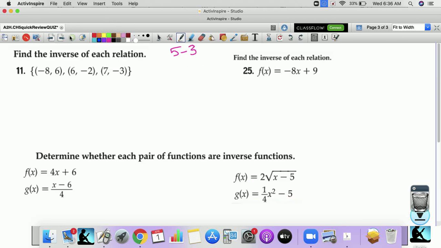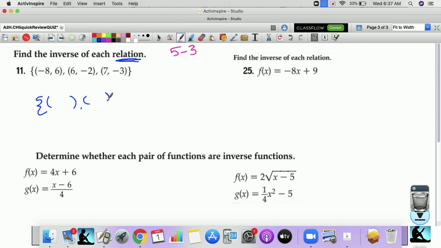I'm trying to keep this quick, which is looking at doing the inverses. First, finding inverses, writing inverses, and then determining if they are inverses. So to find the inverse of a relation, which is just a set of ordered pairs, you literally just flip-flop your x and your y. So it's very, very quick and easy.